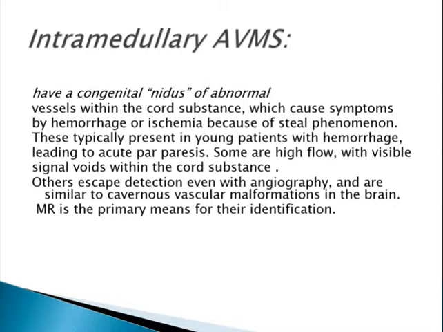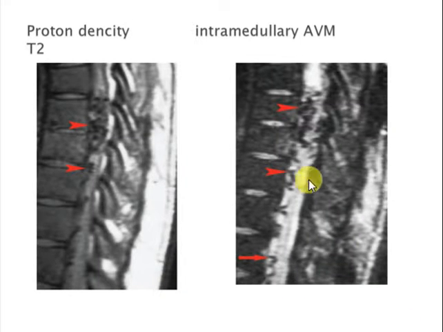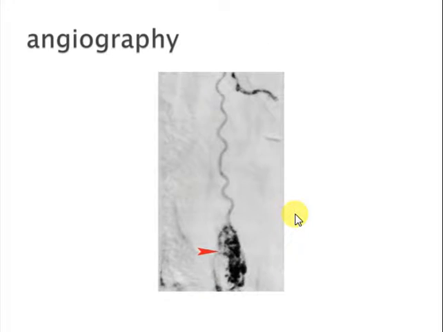For example, if we see this case of proton density and T2 fast saturated images, we can see obviously there are multiple flow voids within the spinal cord. You can see here and here they are within the spinal cord, associated with cord edema, and the cord appears ill-defined due to the edema. And if we see an angiography of an example, you can see here the feeding vessel, and this is the nidus of the AVM shifting blood from arterial to venous side.